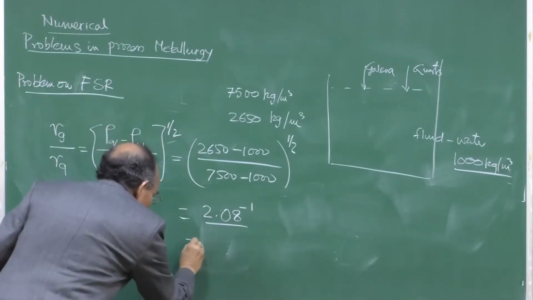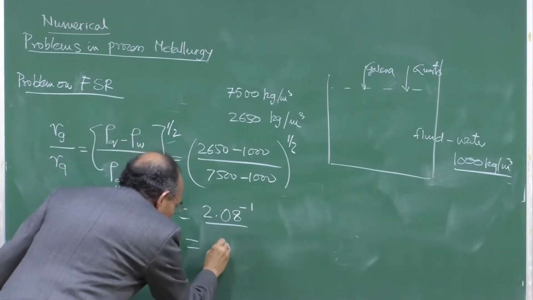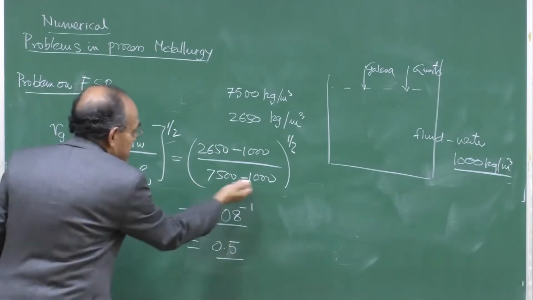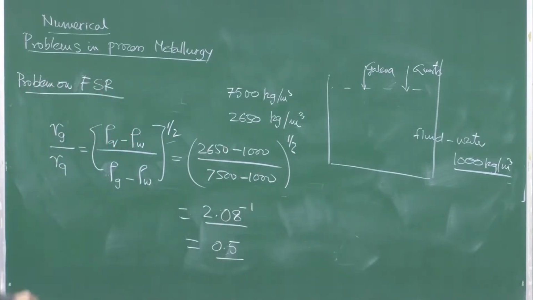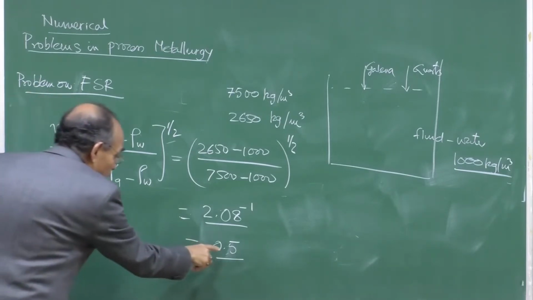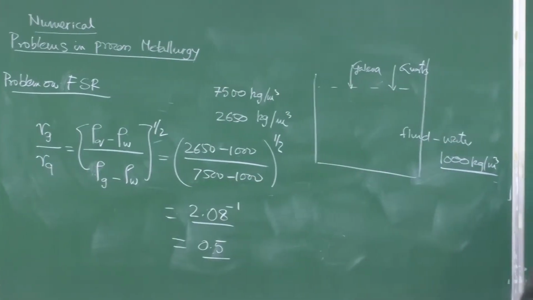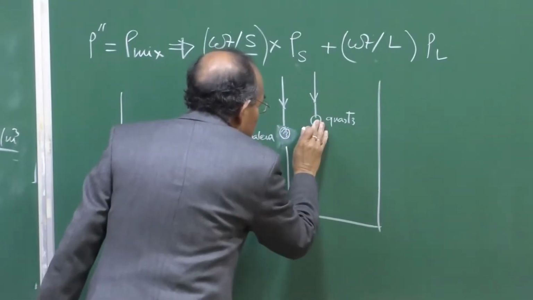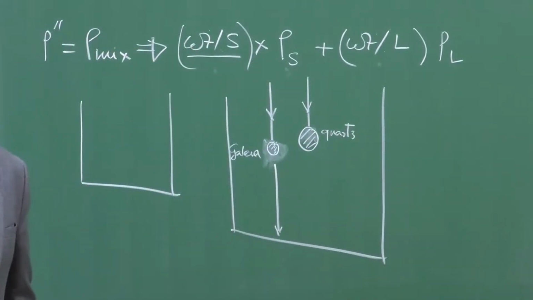So, this is roughly 1 by 2, so therefore, this is 0.5. This value has to be less than 1, as the denominator is much stronger than the numerator. Which essentially means that the Galena particle is only half the size of the quartz, so it is the other way around. So, I will say that the Galena particle is smaller, the quartz particle is larger, and they have the same velocity.